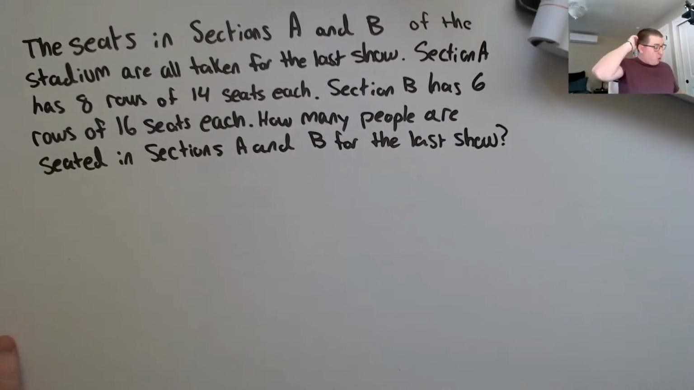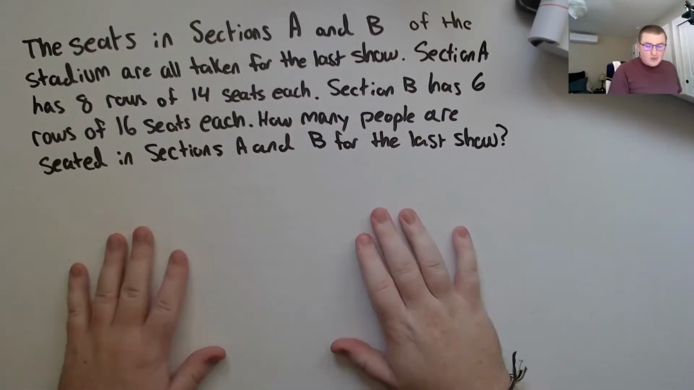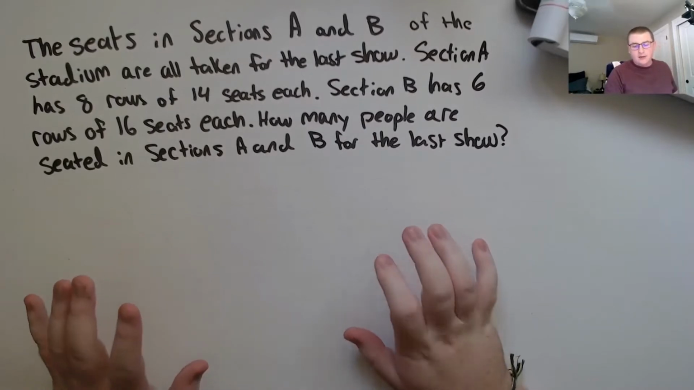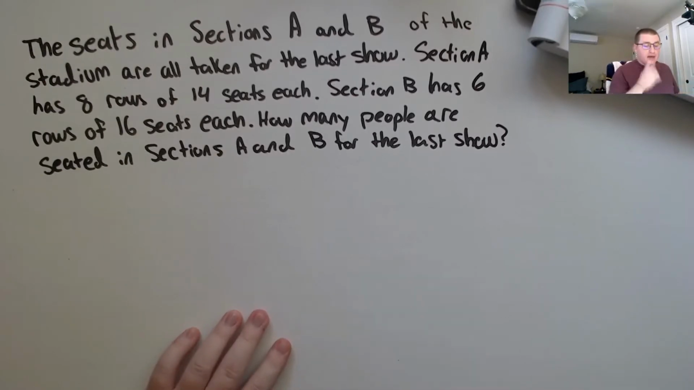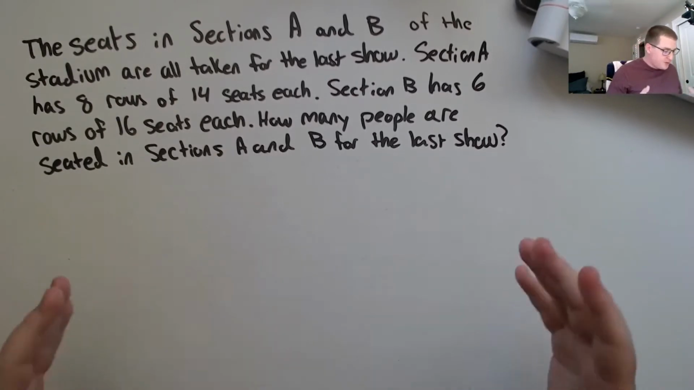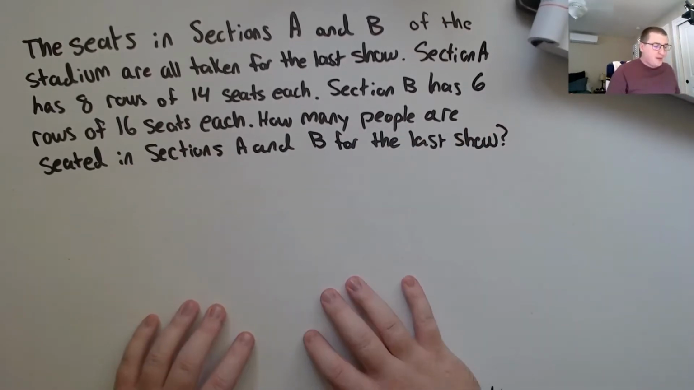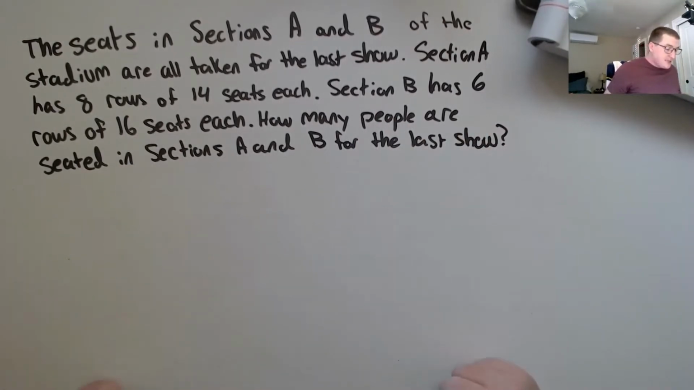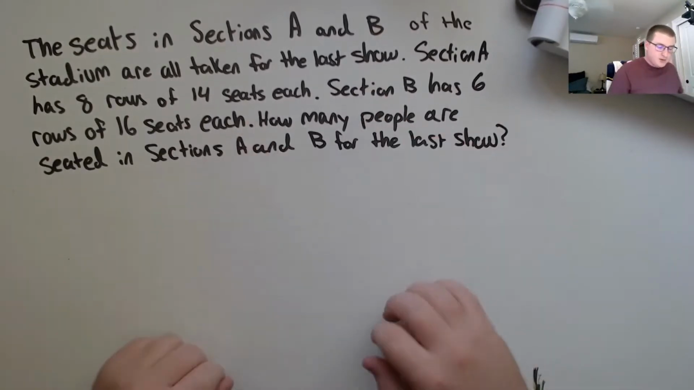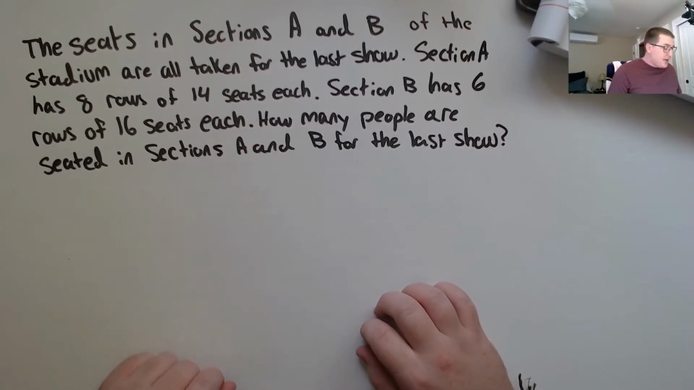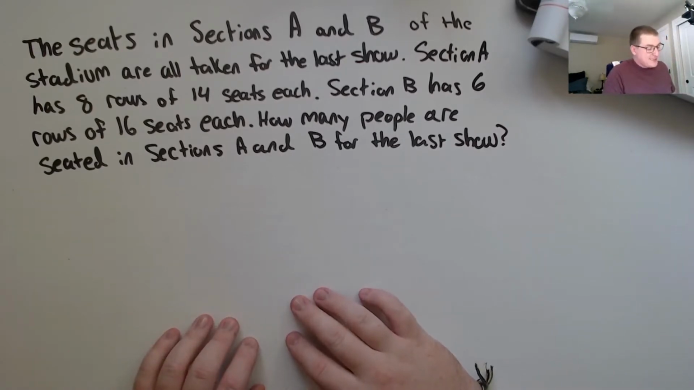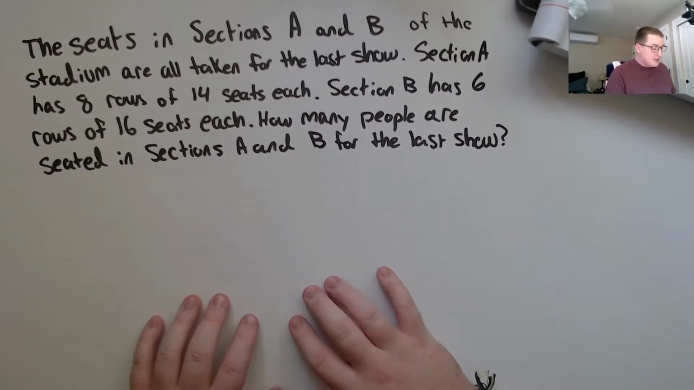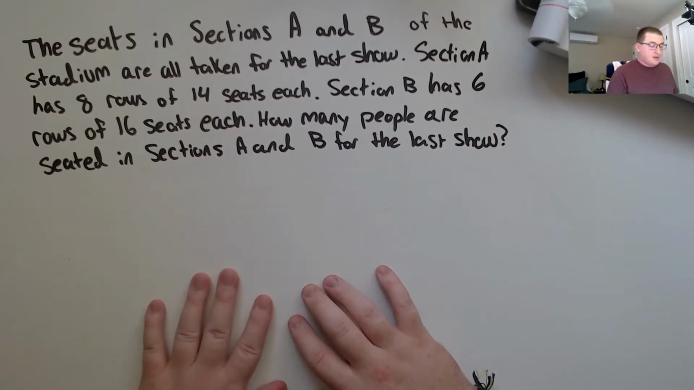So here I have a word problem written out. This can be found in the 4th grade Go Math Chapter 2 Lesson 9. It's just a problem that I borrowed from it, to help students out with this type of problem. The seats in sections A and B of the stadium are all taken for the last show. That means all the seats are full, at least in those two sections. Section A has 8 rows of 14 seats each. Section B has 6 rows of 16 seats each. How many people are seated in sections A and B for the last show?